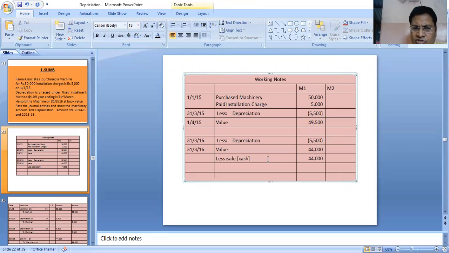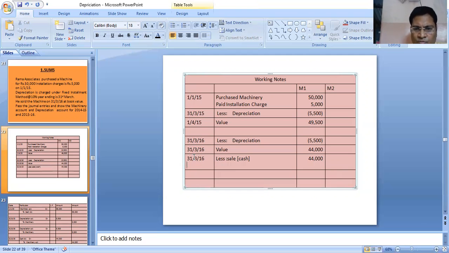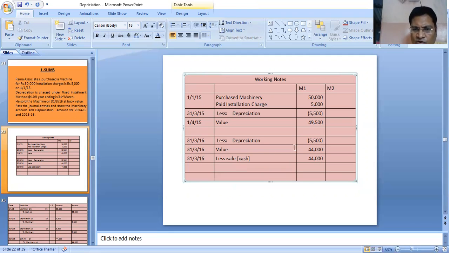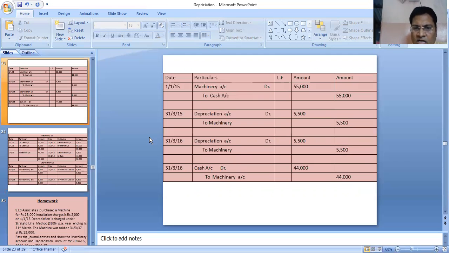And at this value only you have sold the machine, on the same date, 31st March 2016. So on this day you have sold the machine at the book value. Book value is nothing but 44,000. So you have sold the machine at book value 44,000. There is no loss, no profit.